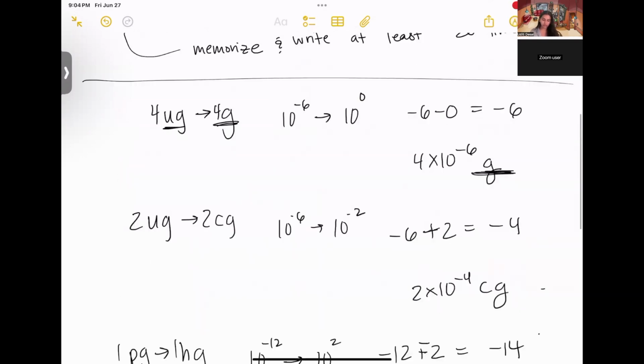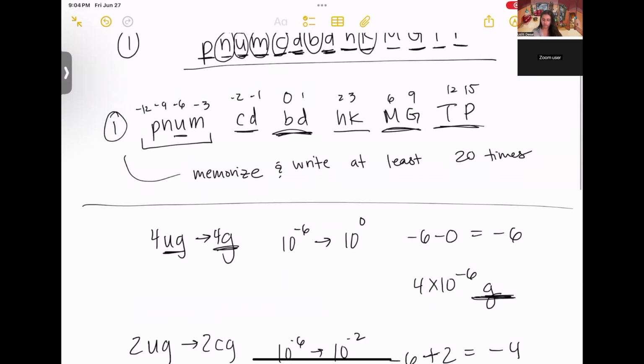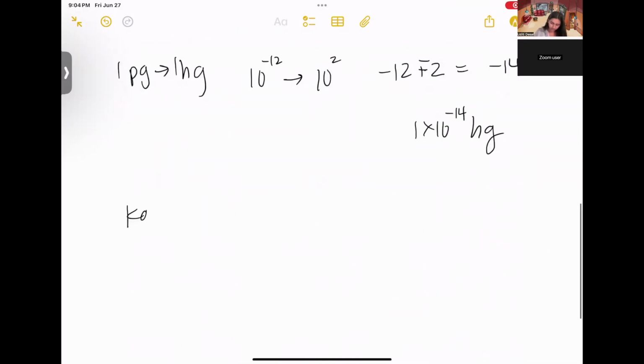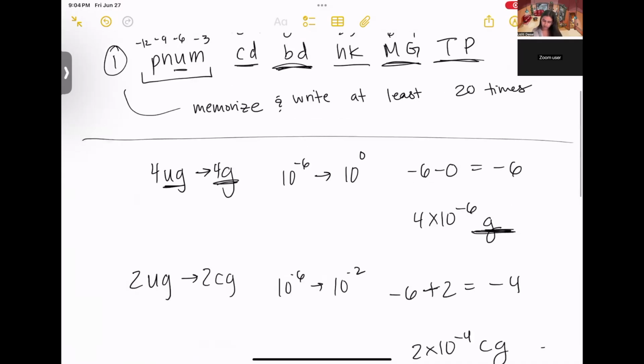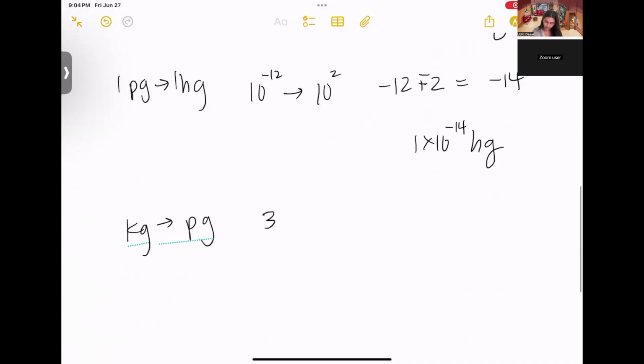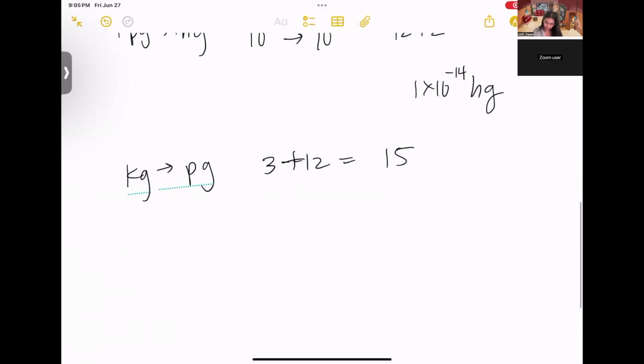And we can do it the other way too. So if we want to do kilo to picograms. Kilo is 3, pico is negative 12. So 2 times 10 to the 15 picograms.